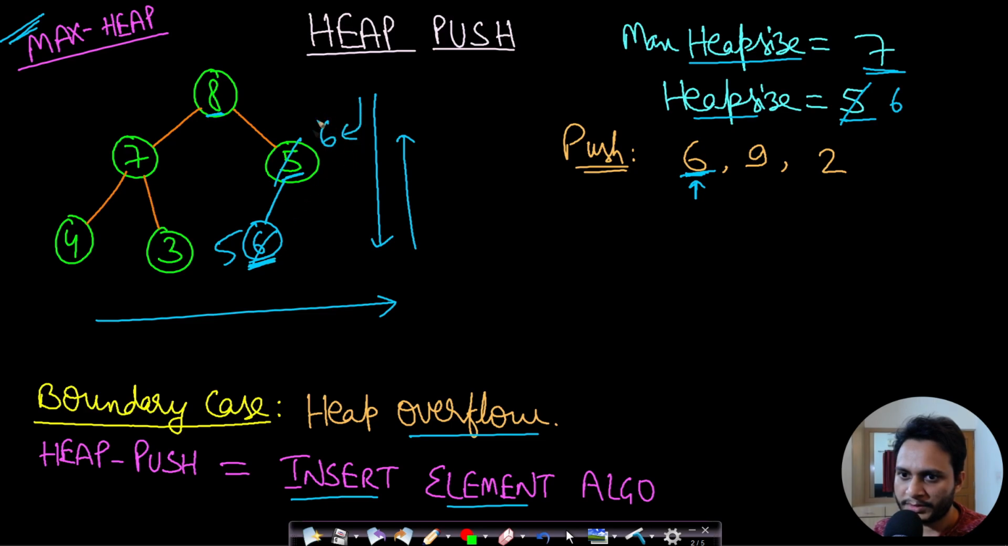Now our current node is this 6. Now we will check with the parent which is 8. In this case the parent is greater than the current node. So this is following the heap property, and we will stop here. So now 6 has been inserted successfully.